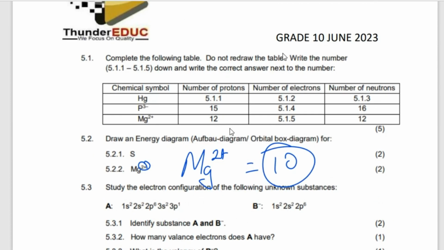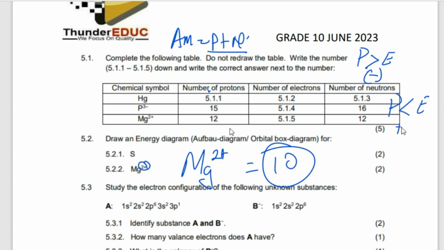Here we are supposed to answer questions. Don't forget that atomic mass is equal to number of protons plus number of neutrons. And for an ion, protons are more than electrons for a negatively charged ion, and protons are less than electrons for a positively charged ion.